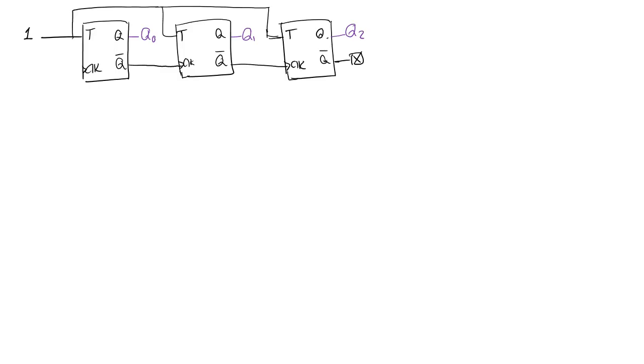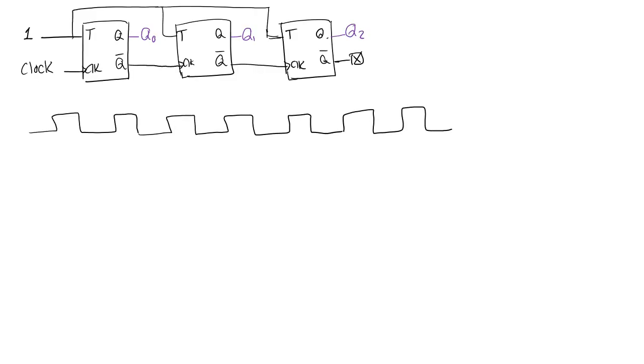Now, the clock input of the first one, I'm just going to connect to some clock signal, some square wave kind of a thing. So let's say that this is my clock. I'm going to do 7, 8 cycles. 3, 4, 5, 6, and 7. Let's do a couple more. Okay. And so this is clock.